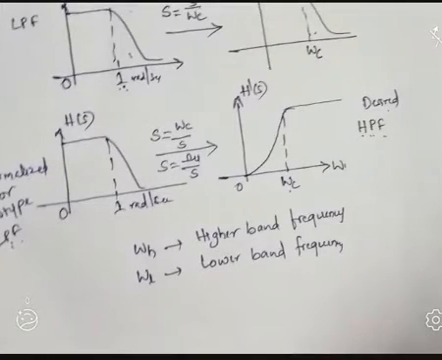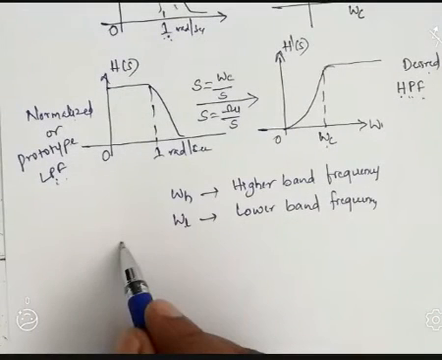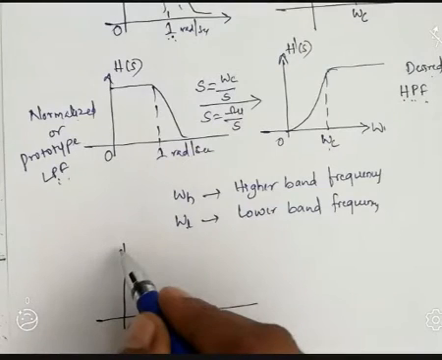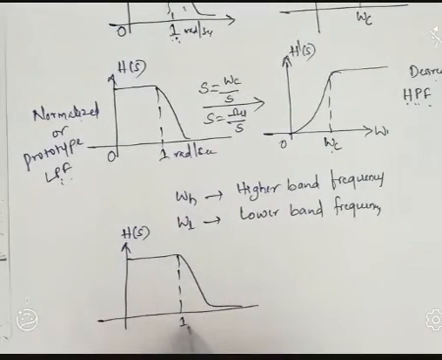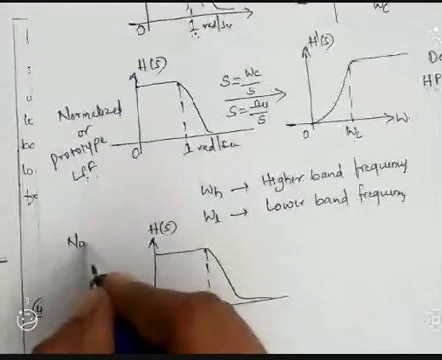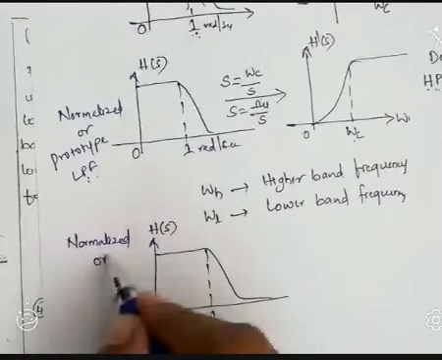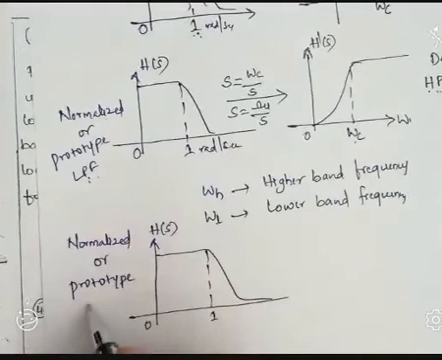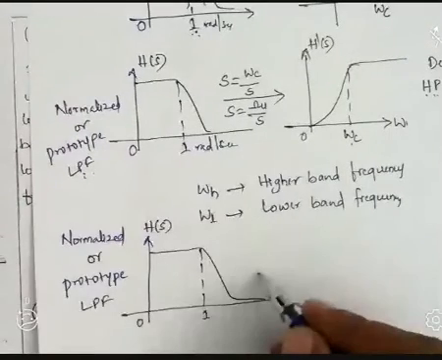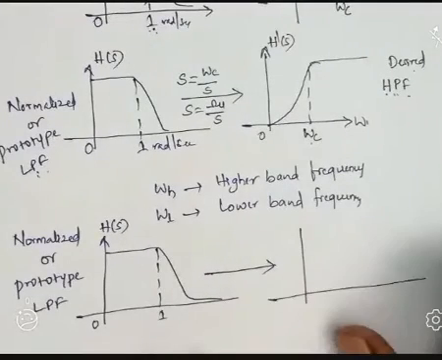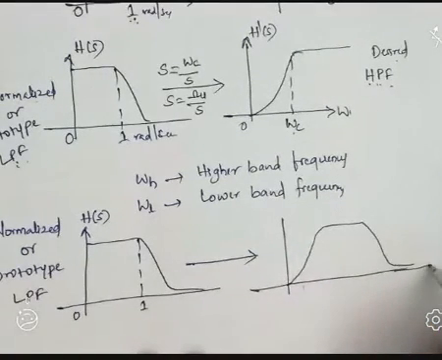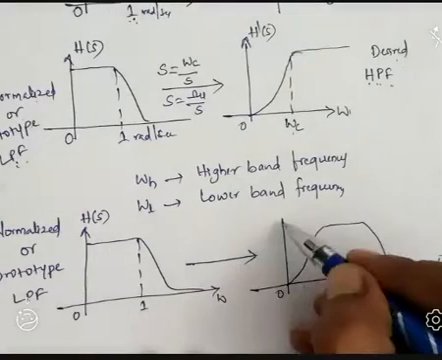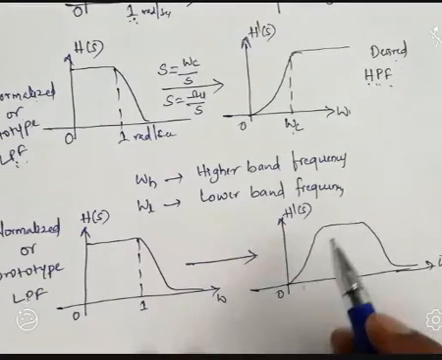So what we are doing, we are converting the prototype low pass filter or normalized low pass filter. That low pass filter is transformed to what? Band pass. Band pass filter is a combination of low pass and high pass filter. So that one we are sketching as the new transfer function H dash of s. H dash of s is what we are getting.